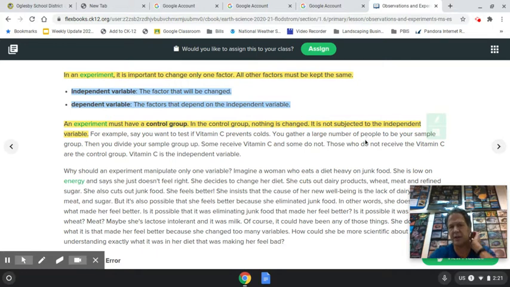Now, it's interesting in all of this, both groups would still receive, a lot of times they would receive a tablet, right? So the experimental group would get the vitamin C tablet, and the other group would still get a tablet, but it would just be placebo. It would just be a sugar pill.